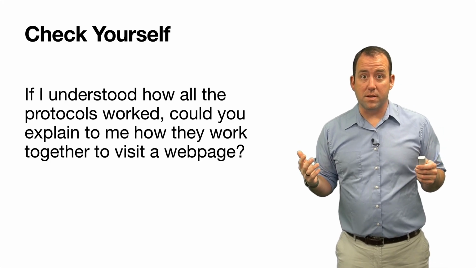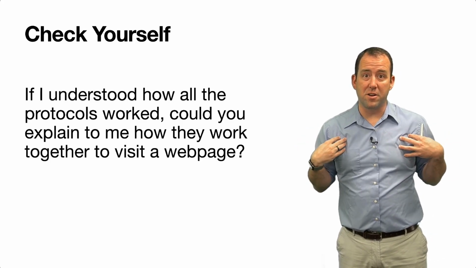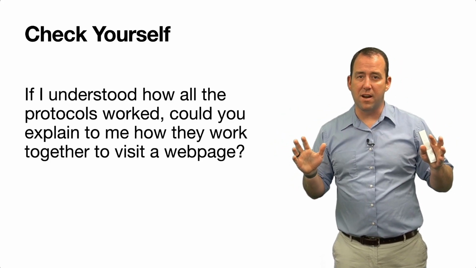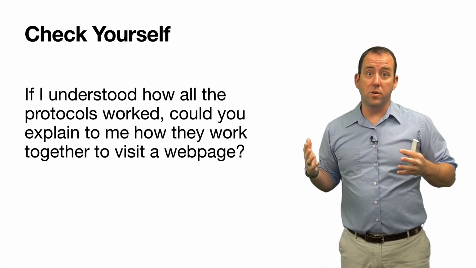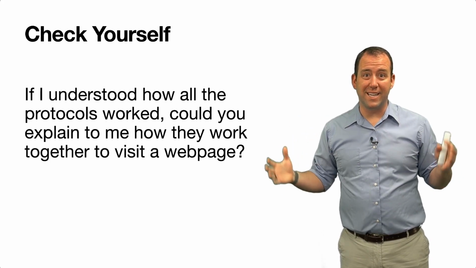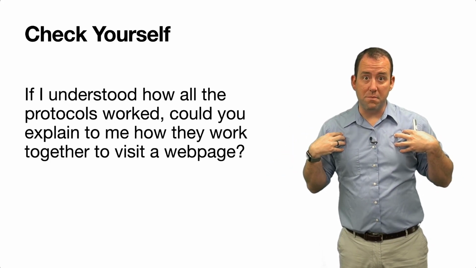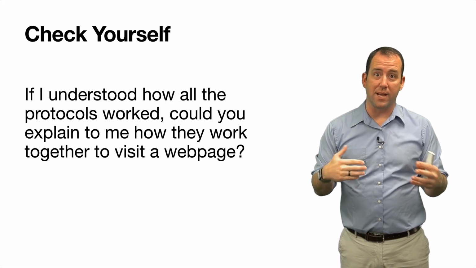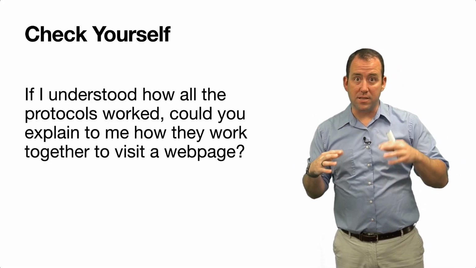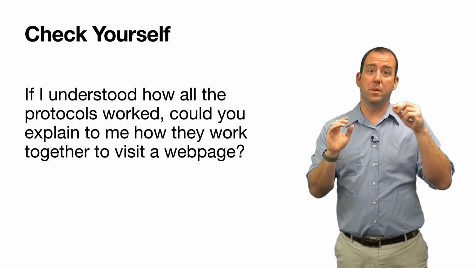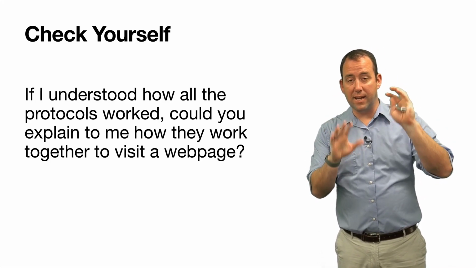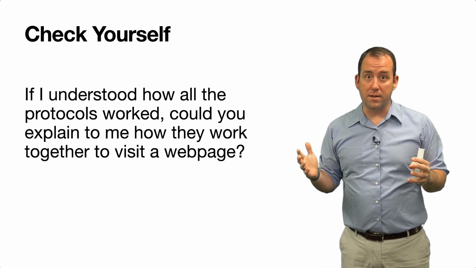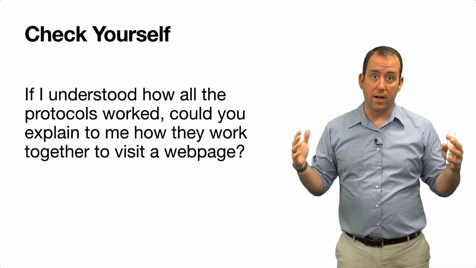So now it's time to check yourself. Assume I understood that list of protocols. I understand DHCP, I understand NAT, I understand ARP, I understand all that. Could you explain to me the way they work together? So I know what they mean, but can you explain how they work together? What is the order of those packets? What has to happen for me to open up my browser, type a website and visit that website? If you understand that, you have a great understanding of what's going on in a network.